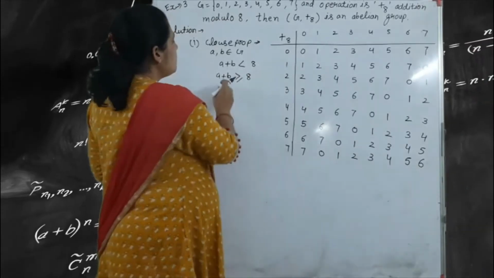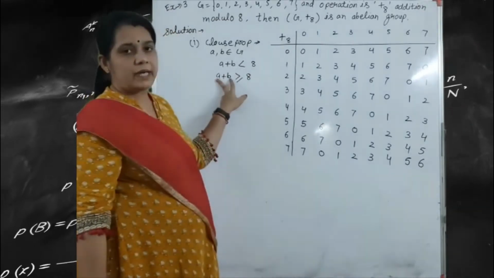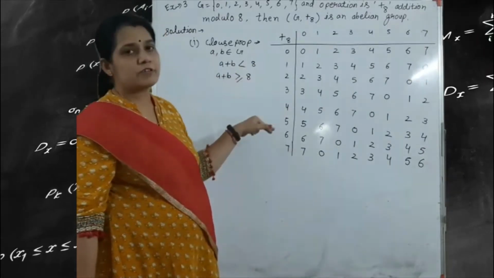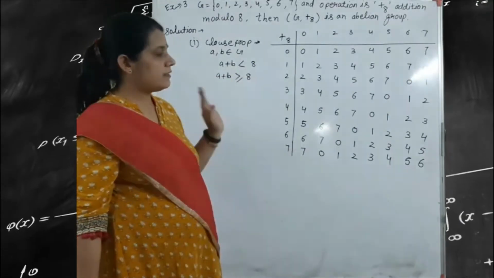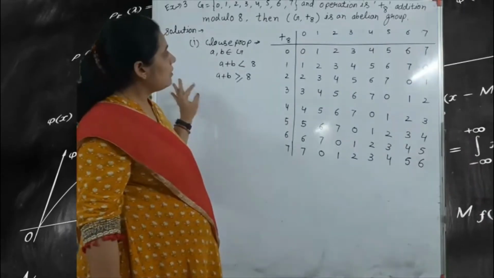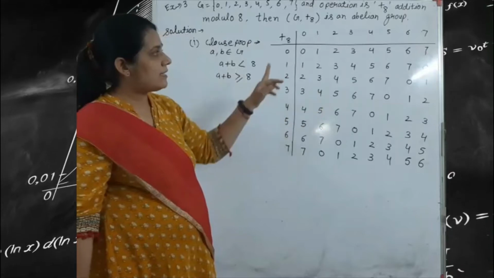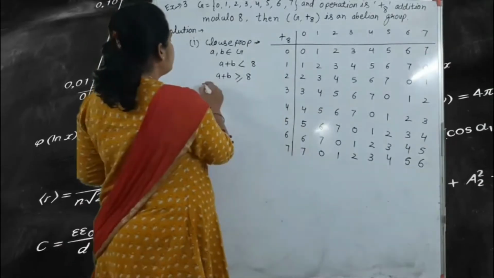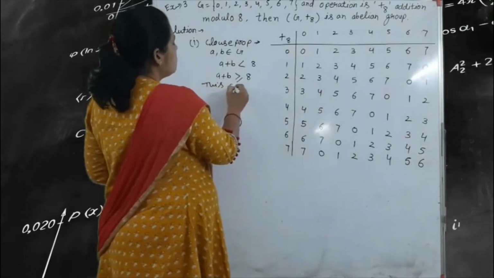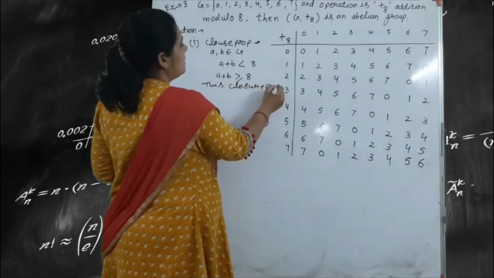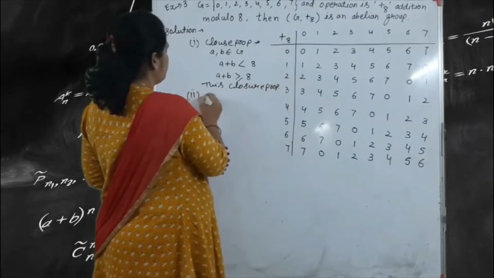then you first add both the numbers and divide by 8, and you always write the remainder here. Okay, so see here, all the remainders are less than 8, then this satisfies the closure property. Okay, next one is the associative property.